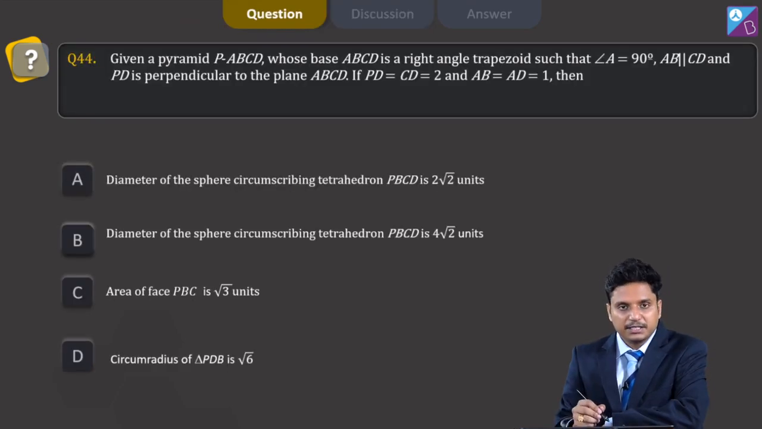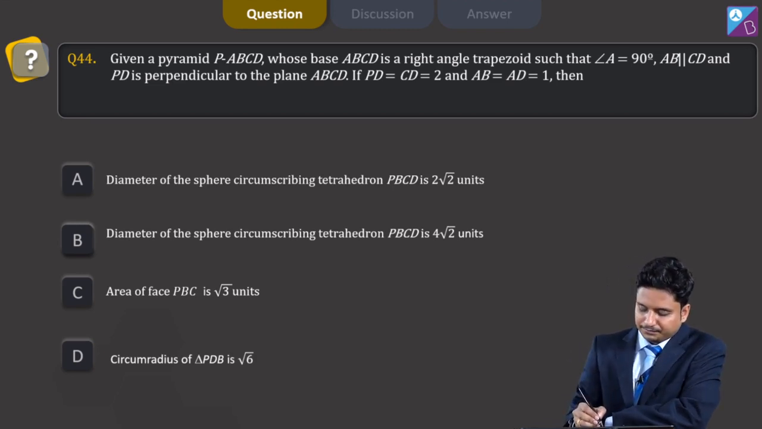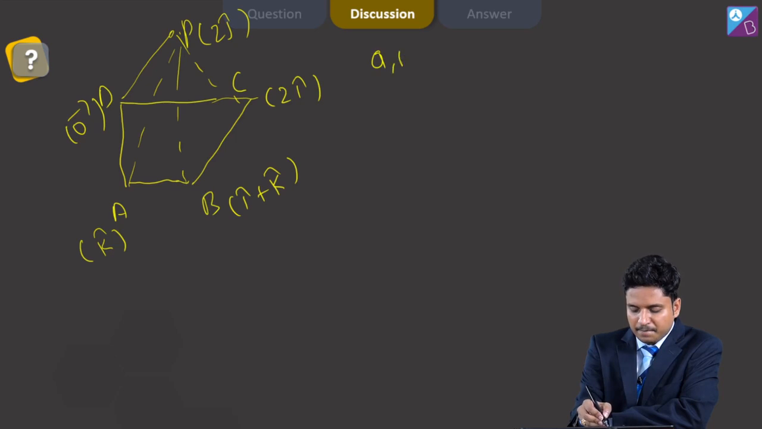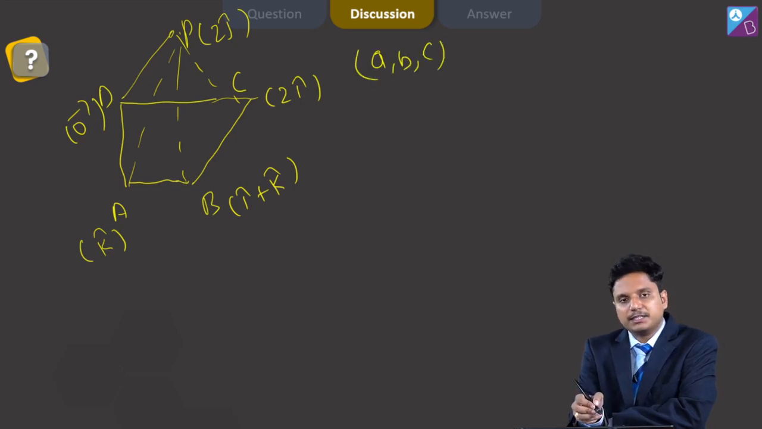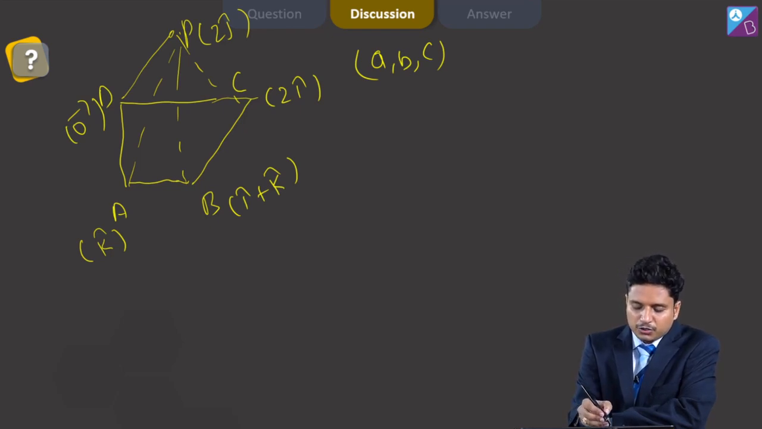Suppose the circumsphere's center is (a, b, c), that is ai + bj + ck cap. So if that is (a, b, c), this is your circumcenter, and from there all those vertices P, B, C and D should be equidistant. So you can see the distance of ai + bj + ck from the origin should be equal to under root a² + b² + c², right?